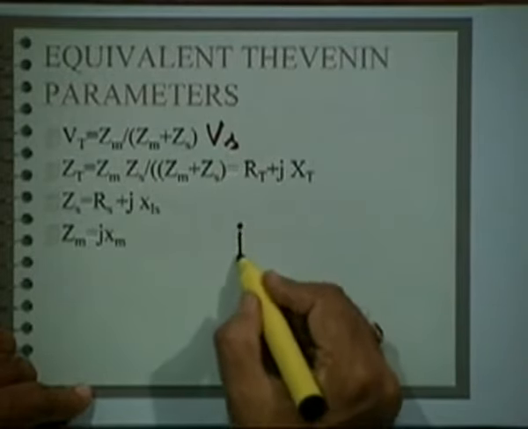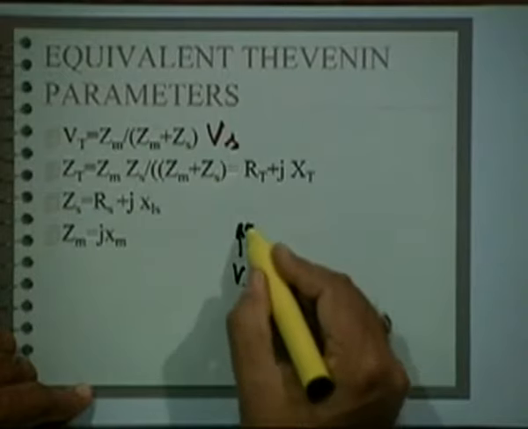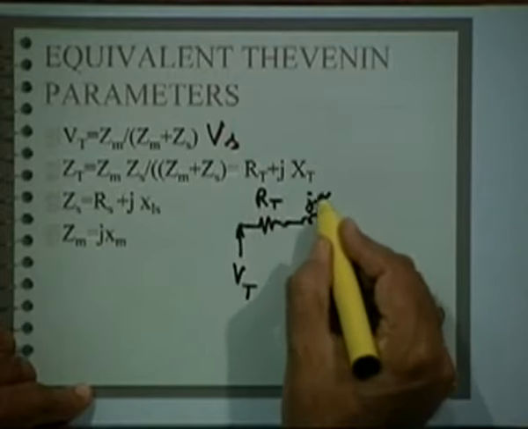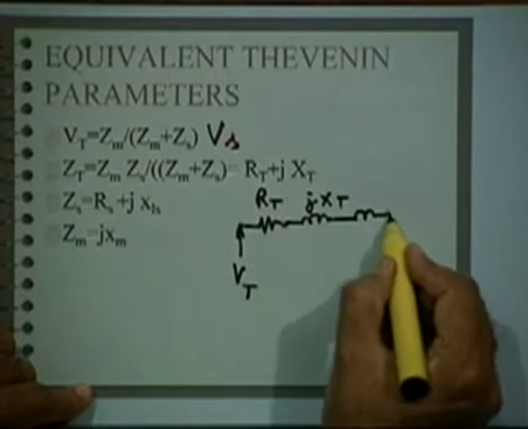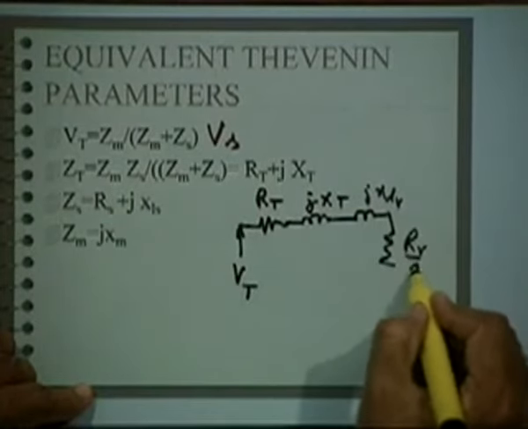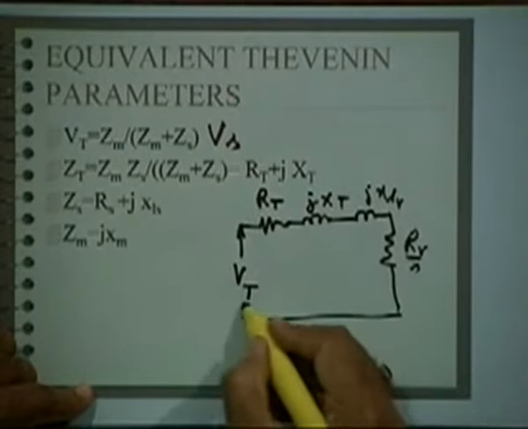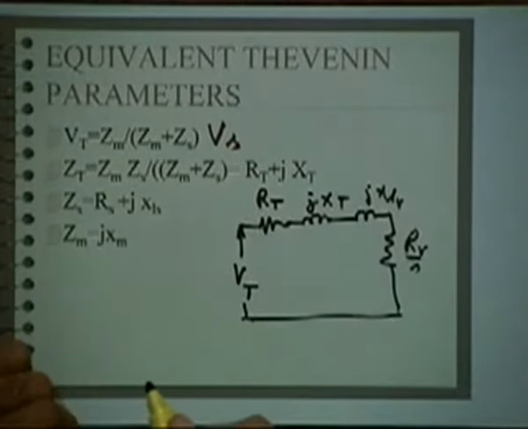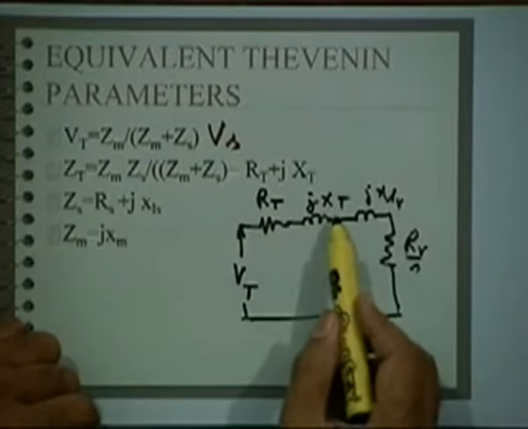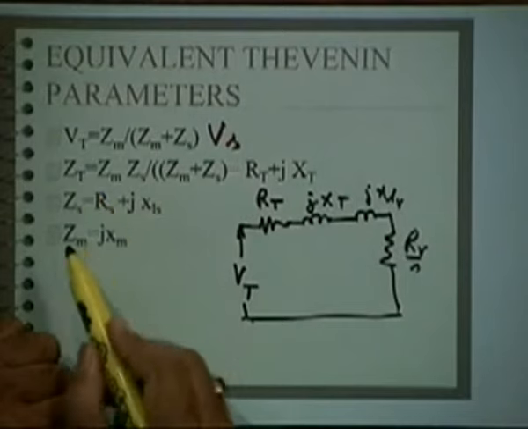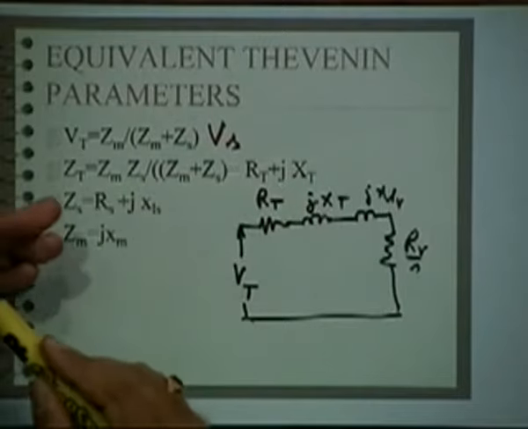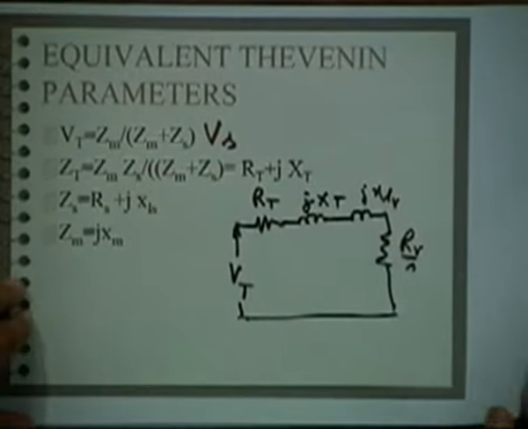So you can write down VT, RT, JXT, then the rotor circuit doesn't change because it is as it is, JXLR and RR by S. So this is the equivalent circuit that we get as a Thevenin equivalent circuit. And we know the elements RT and XT as the real and imaginary parts of ZT, whereas ZS is RS plus JXLS and Zm is JXM, because we have ignored the core loss.